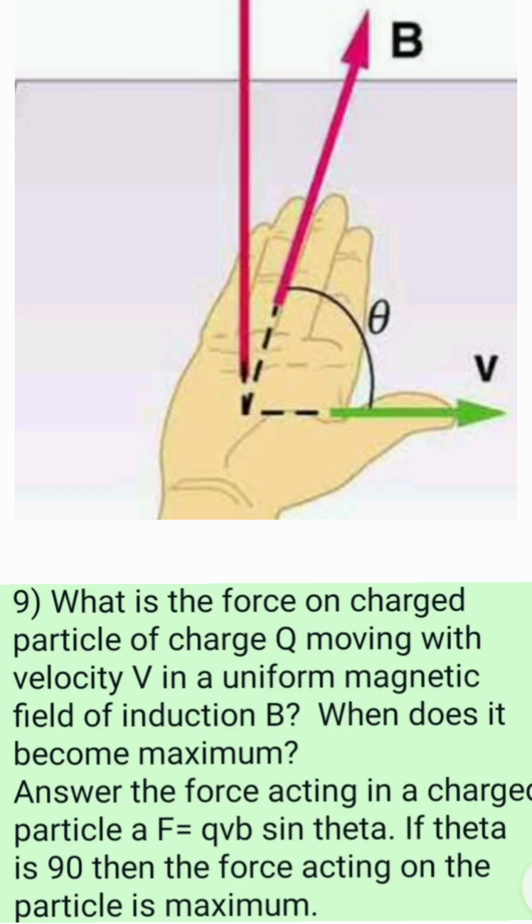9. What is the force on a charged particle of charge q moving with velocity v in a uniform magnetic field of induction B? When does it become maximum? Answer: the force acting on a charged particle, F equals qvB sin theta. If theta is 90 degrees, then the force acting on the particle is maximum.